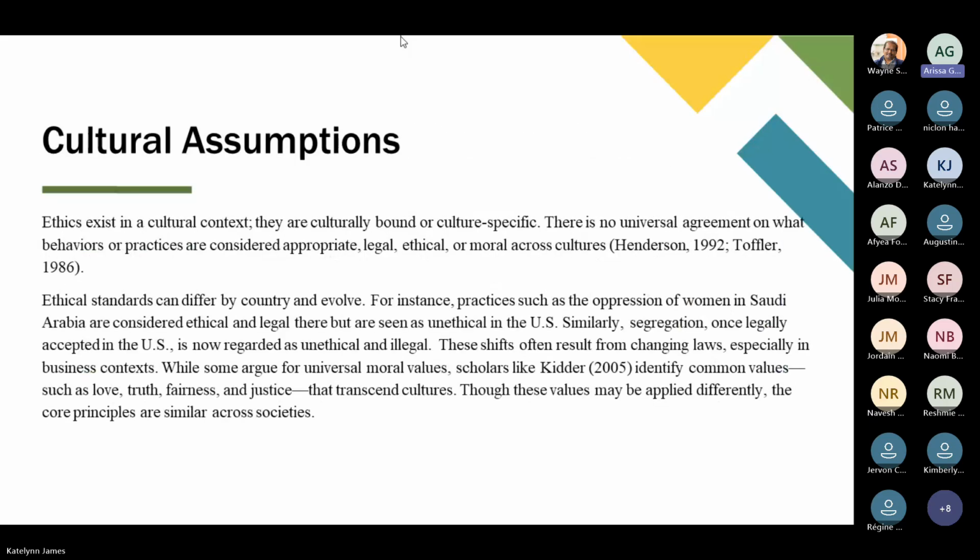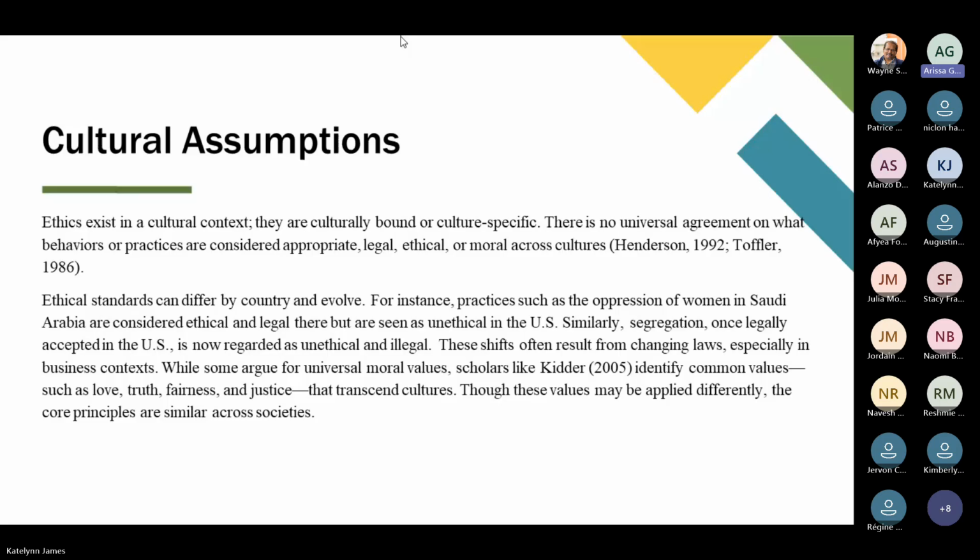Cultural assumptions. Ethics exist in a cultural context. They are culturally bound or culture specific. There is no universal agreement on what behaviors or practices are considered appropriate, legal, ethical, or moral across cultures. Ethical standards can differ by country and evolve, meaning it could be one thing today and the next thing tomorrow.